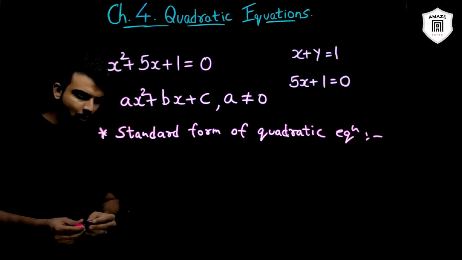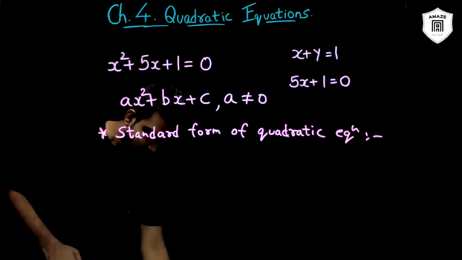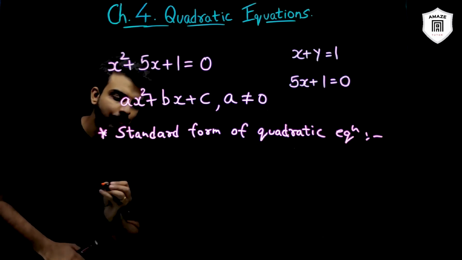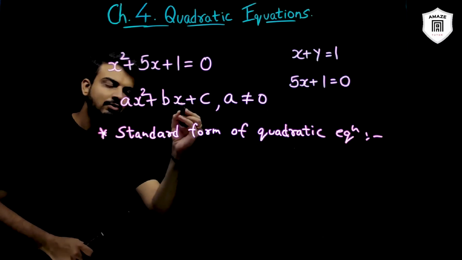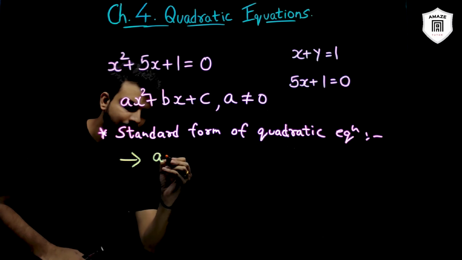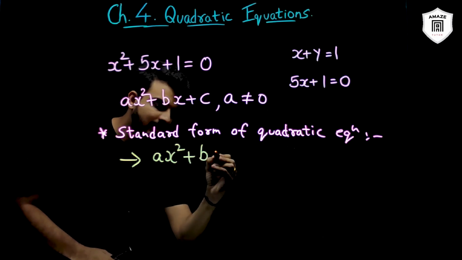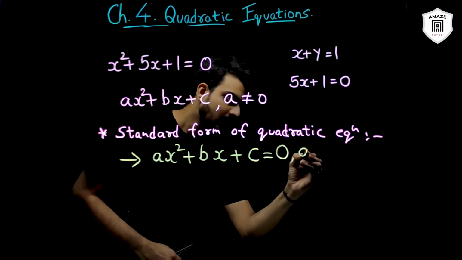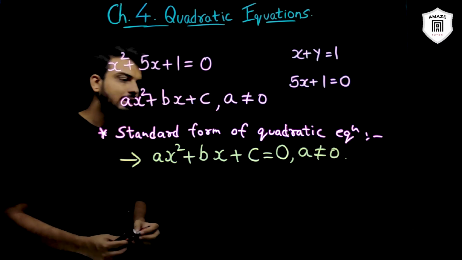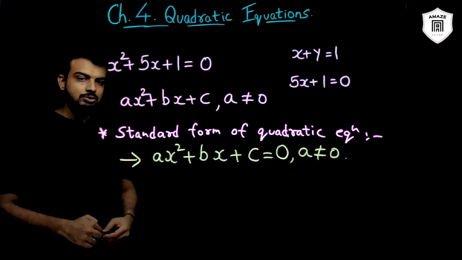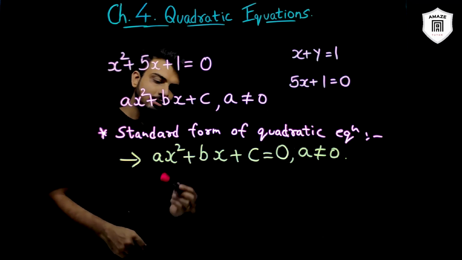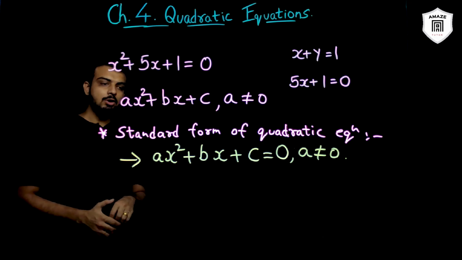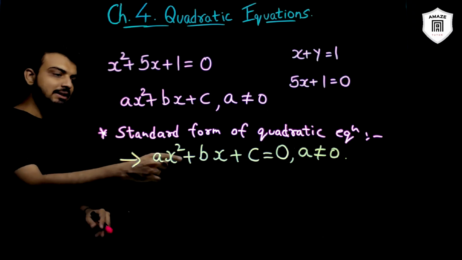So the standard form of the quadratic equation is, as this is a polynomial, right? Quadratic polynomial, standard form. We will make it an equation. So the standard form is ax square plus bx plus c equals to 0, where a is not equals to 0. Right? So this becomes an equation and this is for the quadratic where the degree is 2. Right? So this is the standard form of the quadratic equation, ax square plus bx plus c equals to 0.